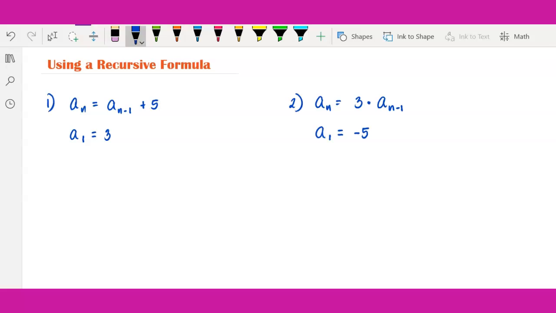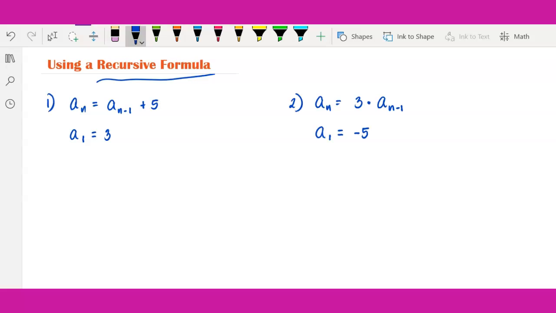Using a recursive formula. Well, the recursive formula tells you how to find the next number in the sequence given the previous number. For example, number 1, if the recursive formula for a given sequence of numbers is a sub n is equal to a sub n minus 1 plus 5. So a sub n minus 1 is the number before the next.